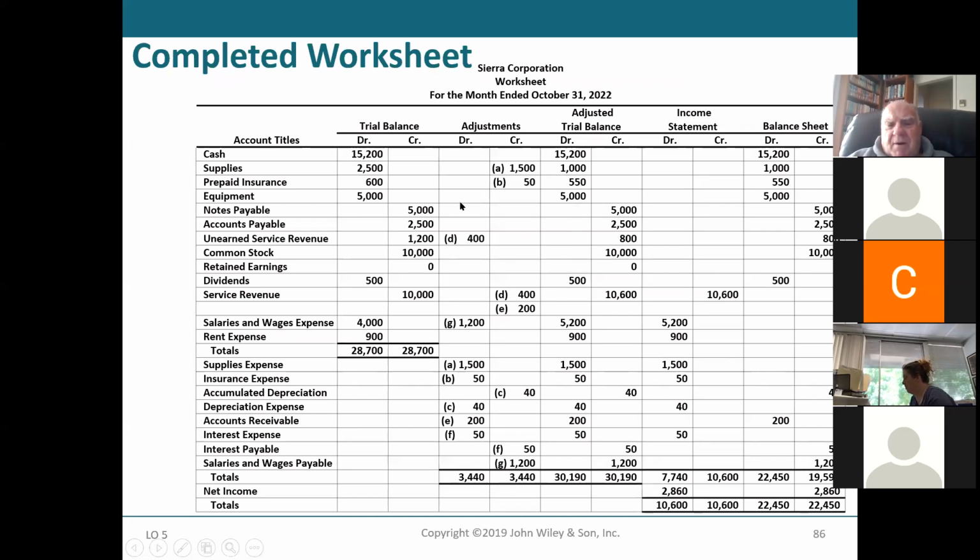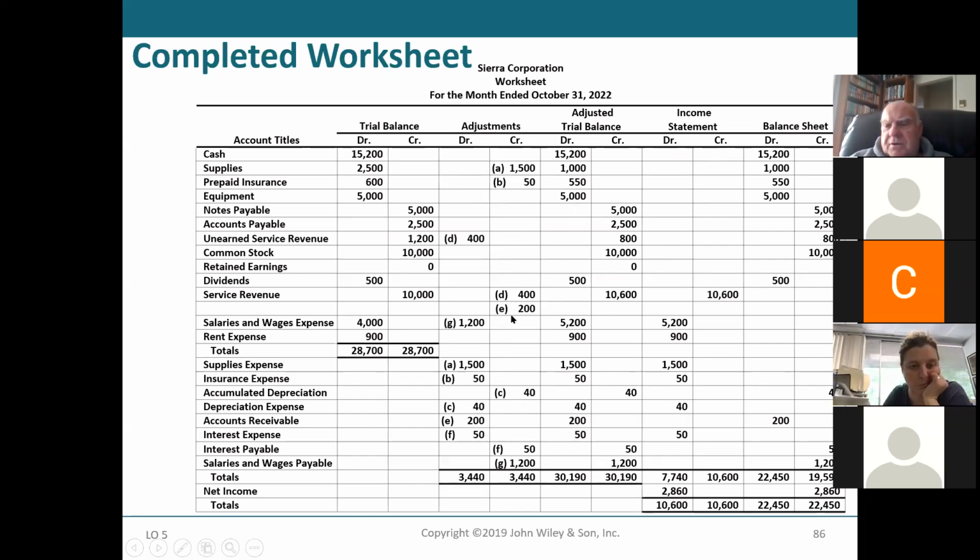Once we've done that, and by the way, the hard part is the adjustments. These two columns here are the hard part. We get that done. Now we have to bring over everything to either the income statement or the balance sheet.